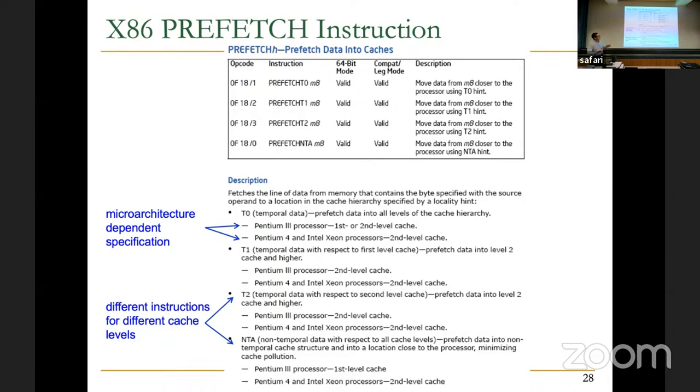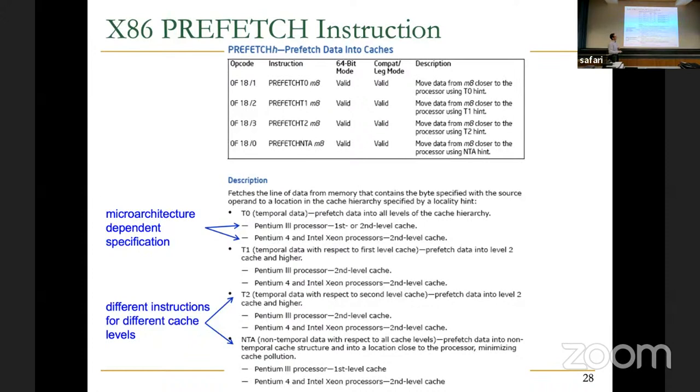But unfortunately, you can see a microarchitecture-dependent specification over here. In the Pentium 3 processor, you get to the first or second level cache. In the Pentium 4 and Intel Xeon processors, these folks rightly figured out that the first level cache is small, so let's not prefetch data into the first level cache. Let's prefetch into the second level cache. Right. And then there's T1, prefetch data into level 2 cache and higher, because it's temporal with respect to the first level cache. So you basically go to the second level cache.